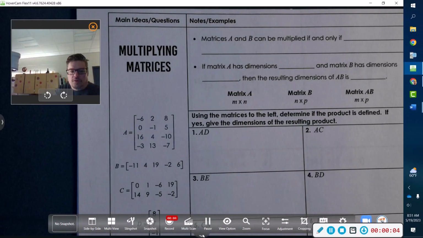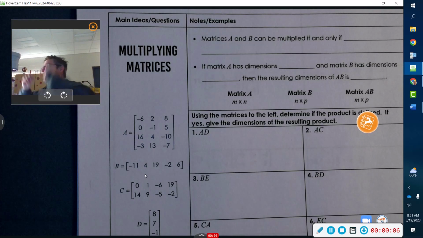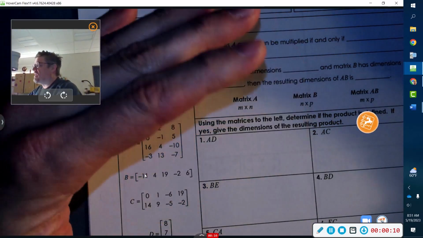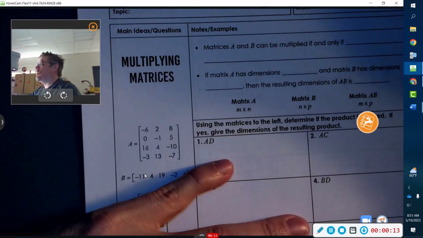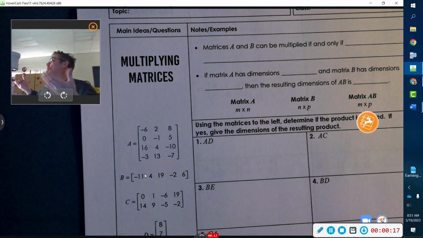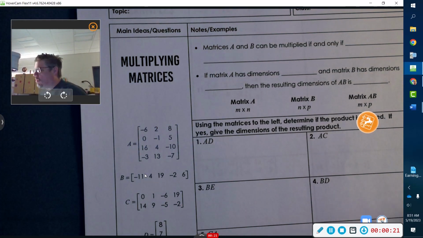So we learned how to add and subtract matrices, no biggie. Then we learned how to multiply, but we did what's called scalar multiplication, and we just scale all of the elements either up or down, okay? But now we're going to do matrix to matrix multiplication, and this is some of the weirdest stuff. It's not hard, it's just weird because multiplication is not usually like this, okay?